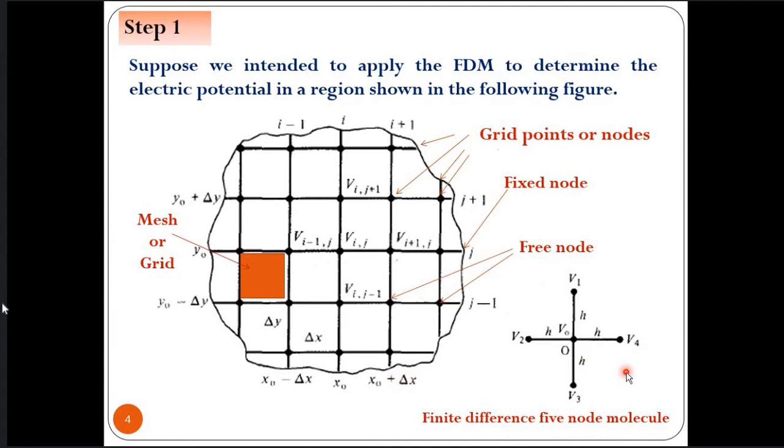We'll find at the end of this discussion that the potential at any unknown or free node will depend on the potential of the corresponding neighboring nodes only, not on the other nodes. For example, if you consider only this particular node, the potential will depend on this node, this node, this node, and this node. That means the potential of any free node will depend on the potential of the neighboring nodes, which are directly connected with the corresponding node.